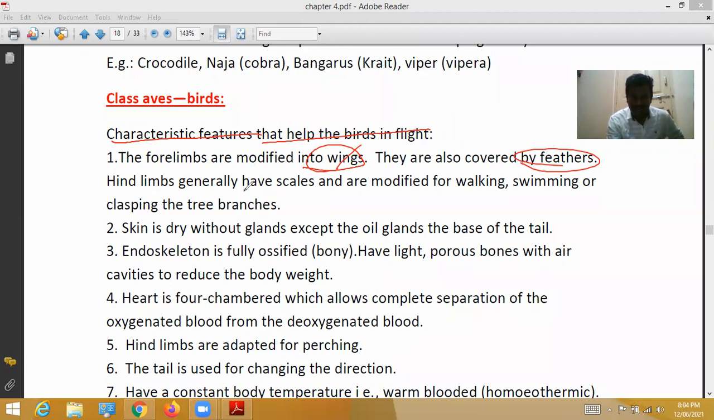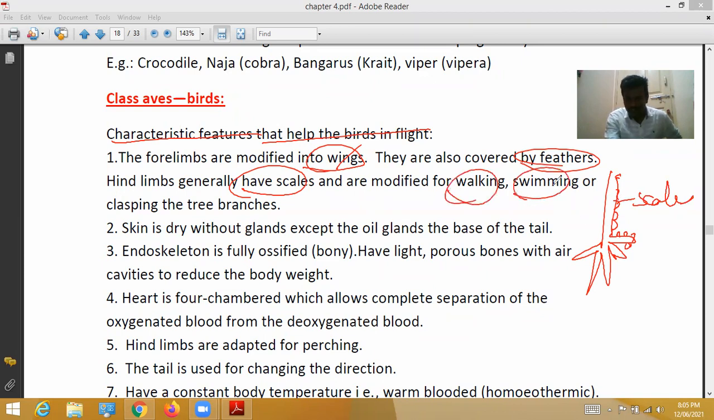Hind limbs, the back legs, generally have scales, like this way. These are covered by a kind of scales. These legs are modified for walking, swimming, clasping the tree branches, holding the tree branches.